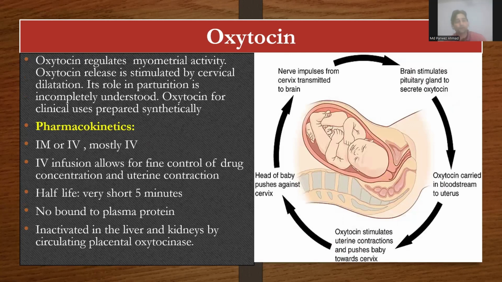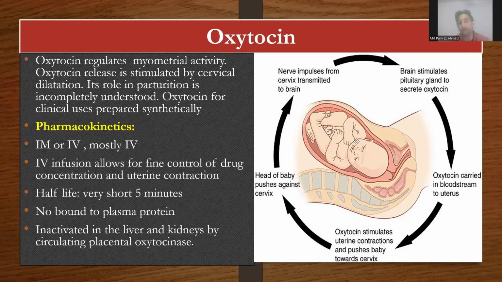Now here see the effect of oxytocin, how it regulates myometrial activity. See here in the picture, nerve impulses from the cervix are transmitted to the brain, which stimulates the pituitary gland to secrete oxytocin. Next, oxytocin is carried in the bloodstream to the uterus. Oxytocin stimulates uterine contractions. The head of the baby pushes against the cervix. So these are the effects of oxytocin.